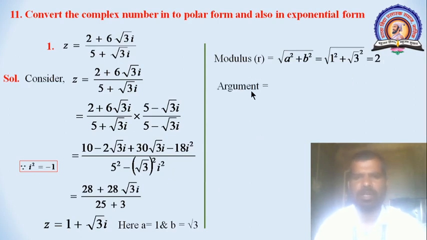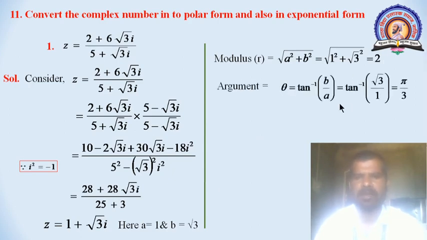And theta is equal to tan inverse of b by a. So b is √3, a is 1, so √3 upon 1 is tan inverse of √3. Tan inverse of √3 is pi by 3. So you will get theta is equal to pi by 3.